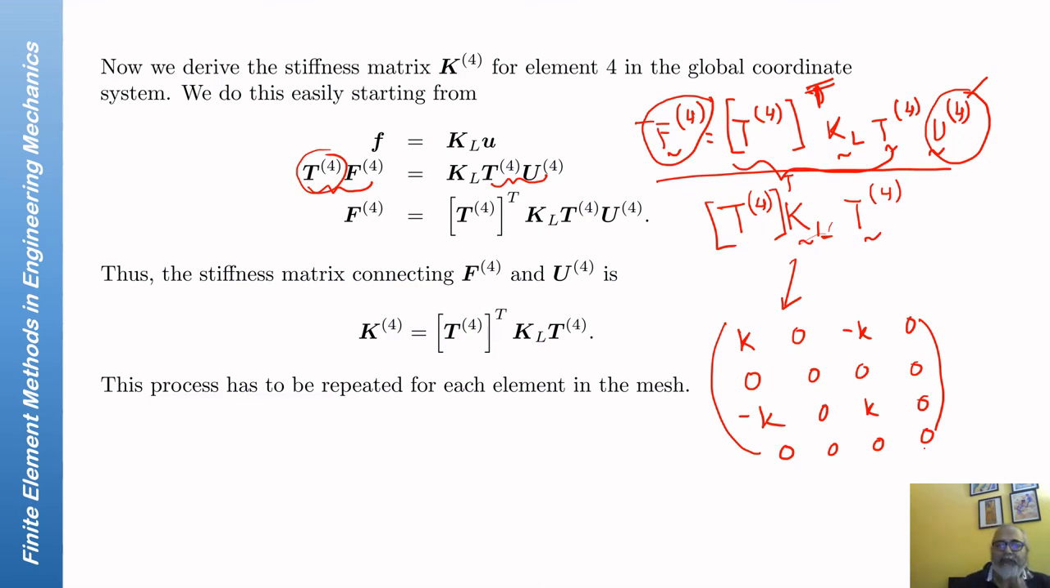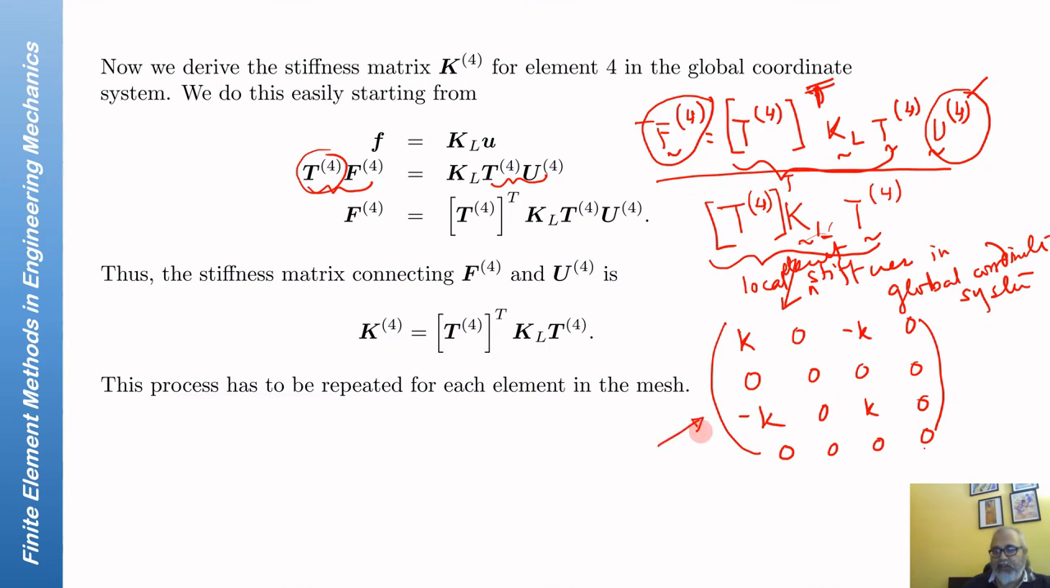Now we can do this for every element. For every element, we can find out its length, its material properties, and its orientation with respect to the global axis, and then we can derive the local element stiffness matrix in the global coordinate system in this way.